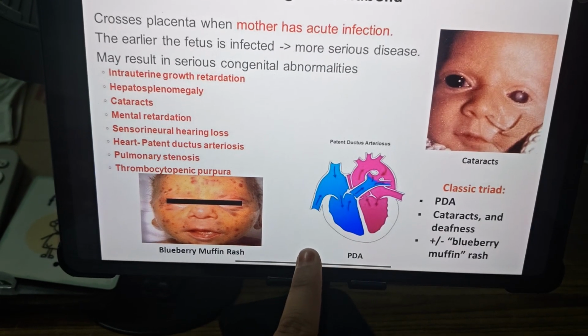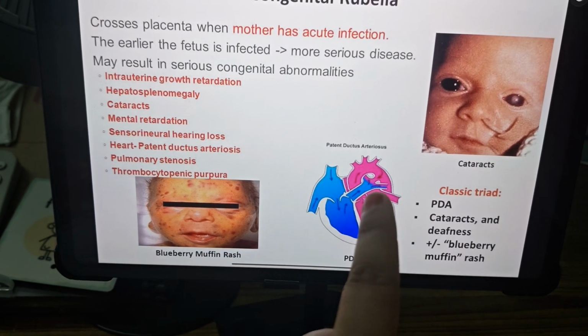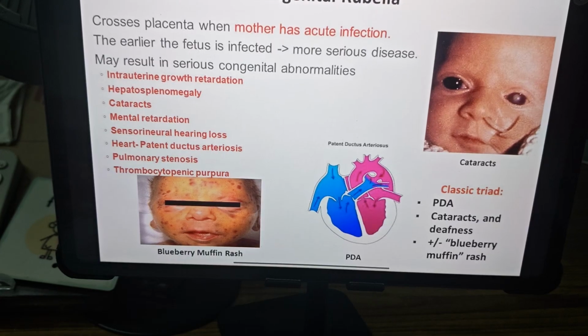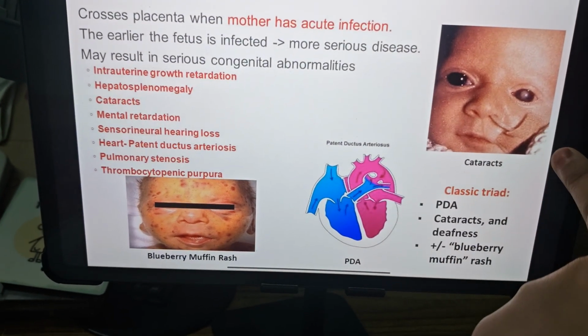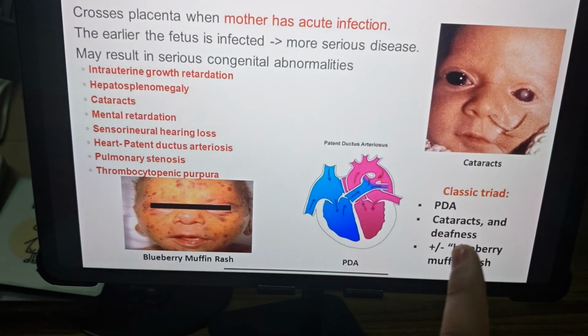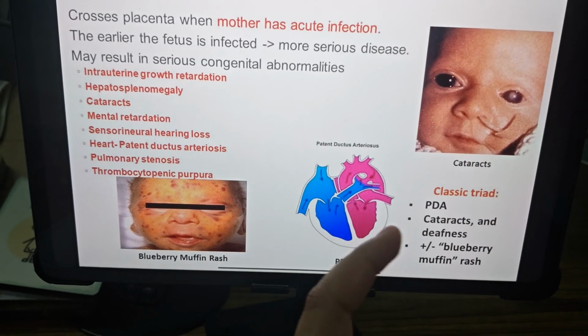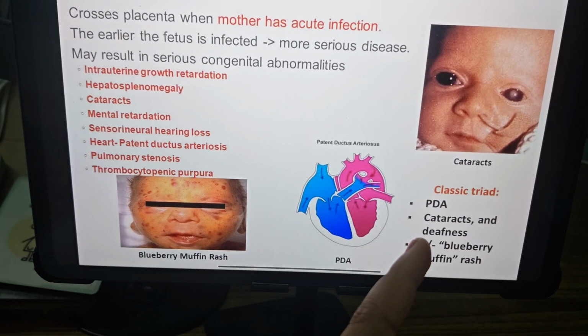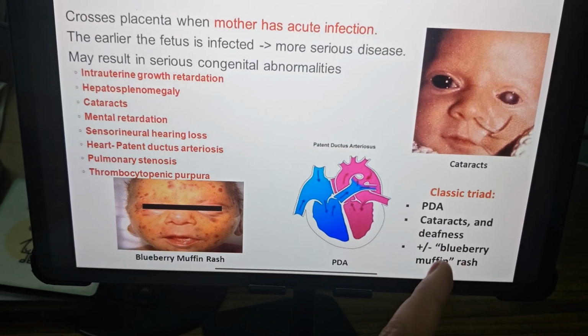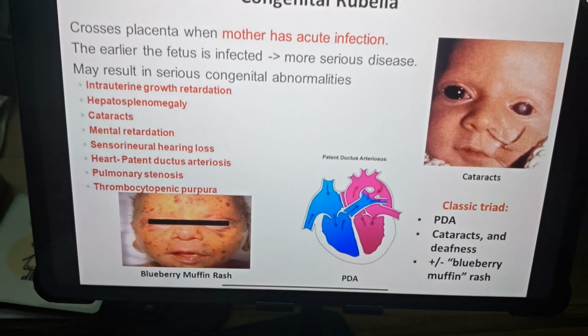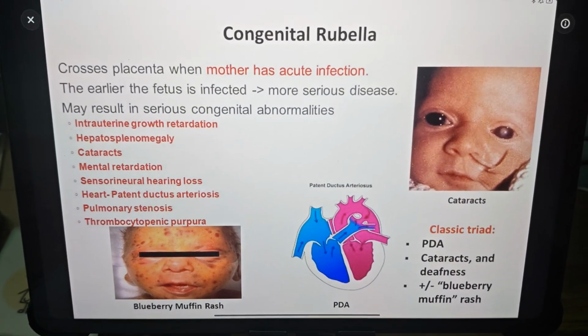This is blueberry muffin rash that is associated with congenital rubella syndrome. There is association with PDA or patent ductus arteriosus. So here the ductus arteriosus is patent. And the classical triad, and here you can see a cataract. So the classic triad that occurs in rubella is patent ductus arteriosus, cataract or deafness, and blueberry muffin rash. So this is the classical triad in congenital rubella.